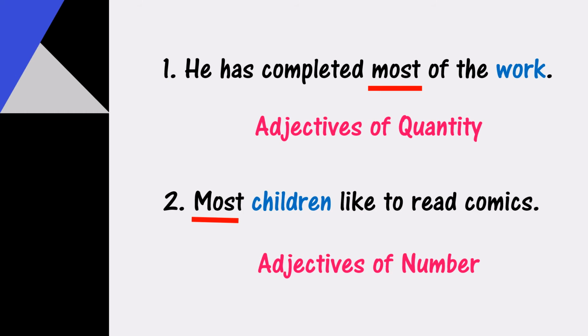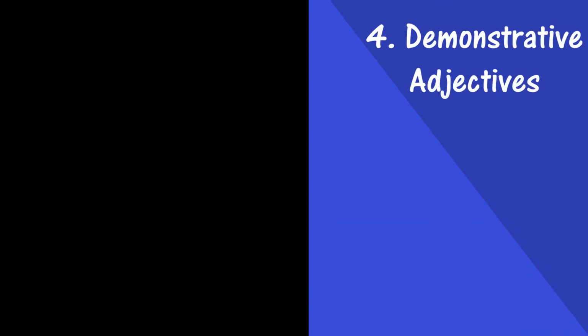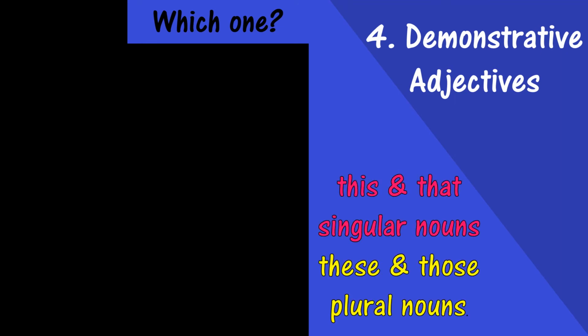Well done. Now let's go to the next one, demonstrative adjective. A demonstrative adjective is one that points out which person or thing is meant. Example, this boy, that person, those men. Demonstrative adjectives answer the question which one. They point out particular nouns, children. Let me remind, this and that are used with singular nouns. These and those are used with plural nouns.